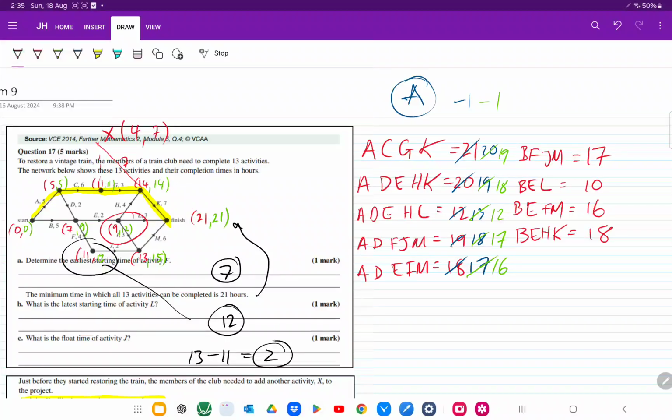So let's knock off one more. And so this becomes 18, 17, 11, 16, and 15. And you can see with the last one, if we go one more, this right here now currently matches up with this. If we reduce A one more time, what will happen is that the critical path will change, and BEHK, it will still take 18 hours.